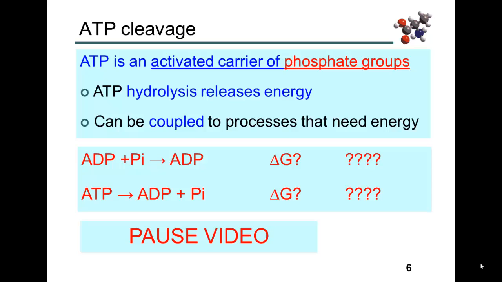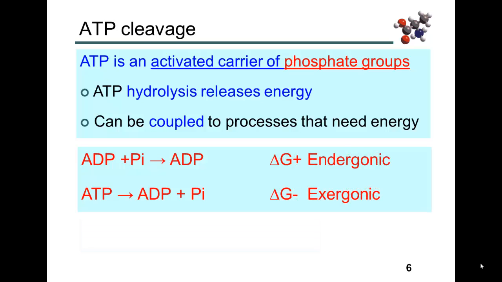Okay, here's another pause video moment. What's the sign of delta G for these reactions? And what names do we use to distinguish between reactions with different signs for delta G? Okay, the synthesis of ATP is an endergonic process. That is, it needs energy. And conversely, its hydrolysis to ADP and inorganic phosphate is exergonic, so we can think of it as having released energy.